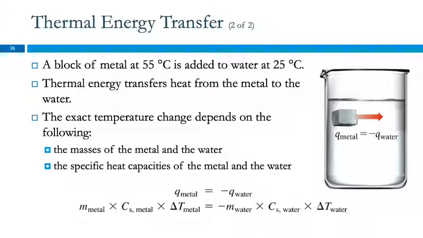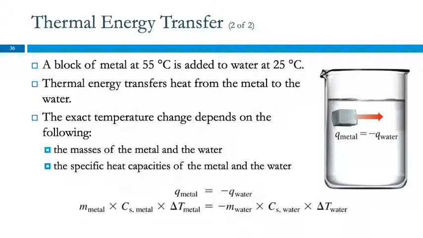So looking at an example here, we take a block of metal at 55 degrees Celsius and put it in some water at 25 degrees Celsius. So a hot block of metal in some cooler water. The metal's going to cool down, and the water's going to warm up. Thermal energy transfers heat from the metal to the water. The exact temperature is going to depend on a couple of things: the mass of the metal, the mass of the water, and the specific heat capacities.